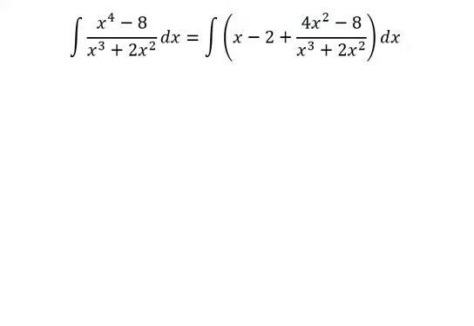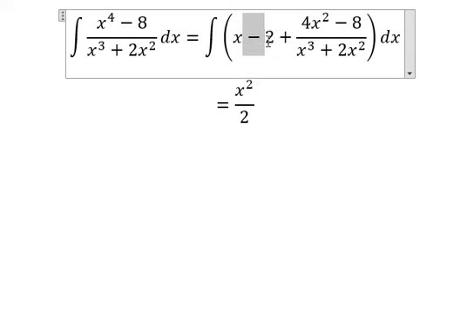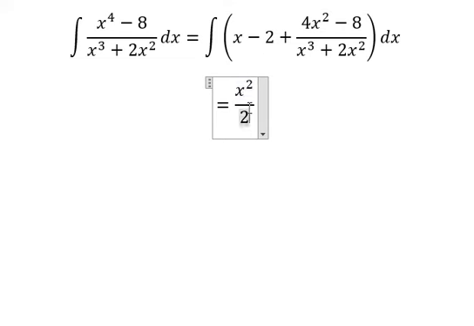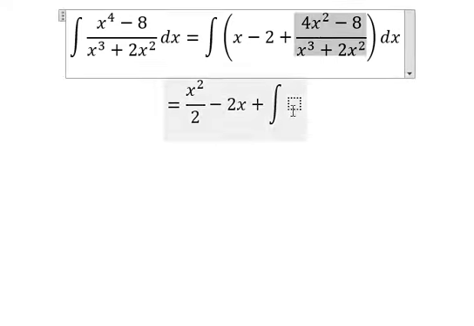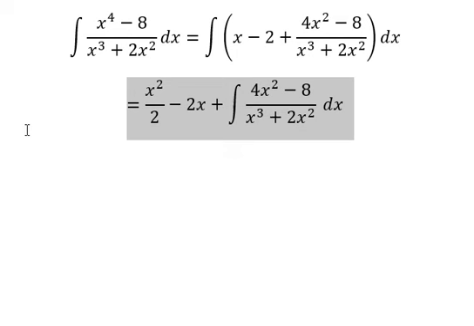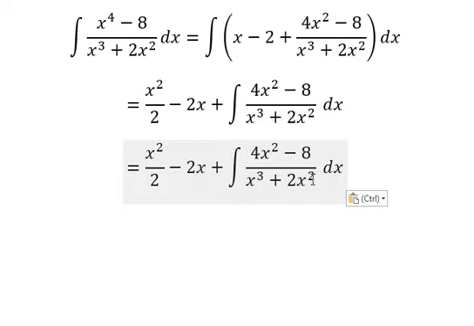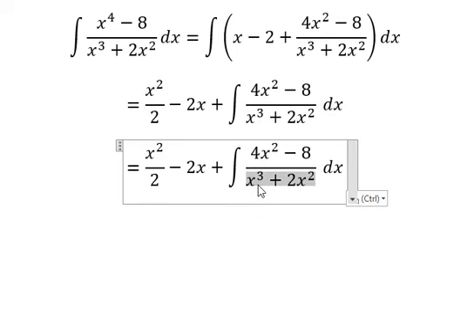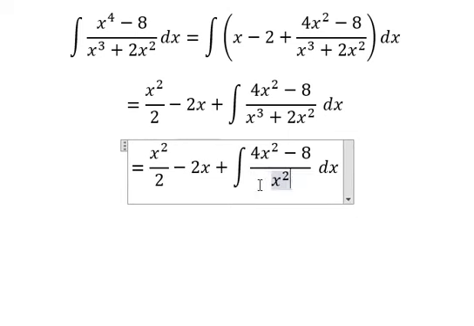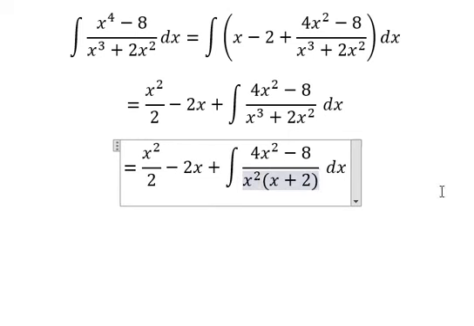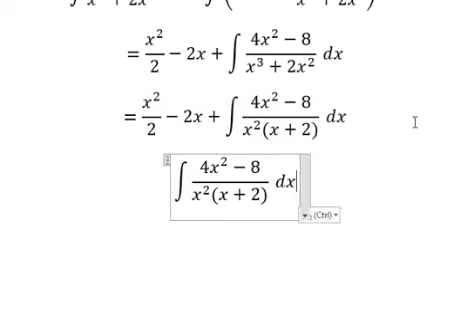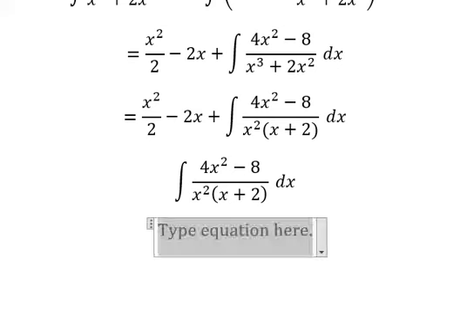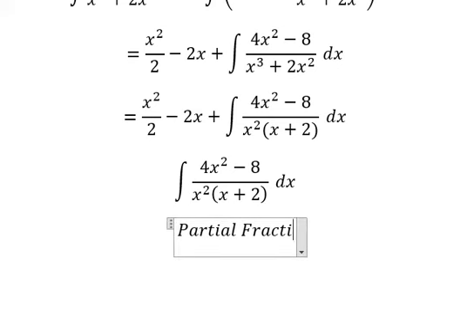The integration of s, we have s squared over 2. The integration of negative 2, we have negative 2s. And now we have this one in here. So we can do factorization by s to the power of 2. Now we concentrate on this one. So we can use partial fractions.